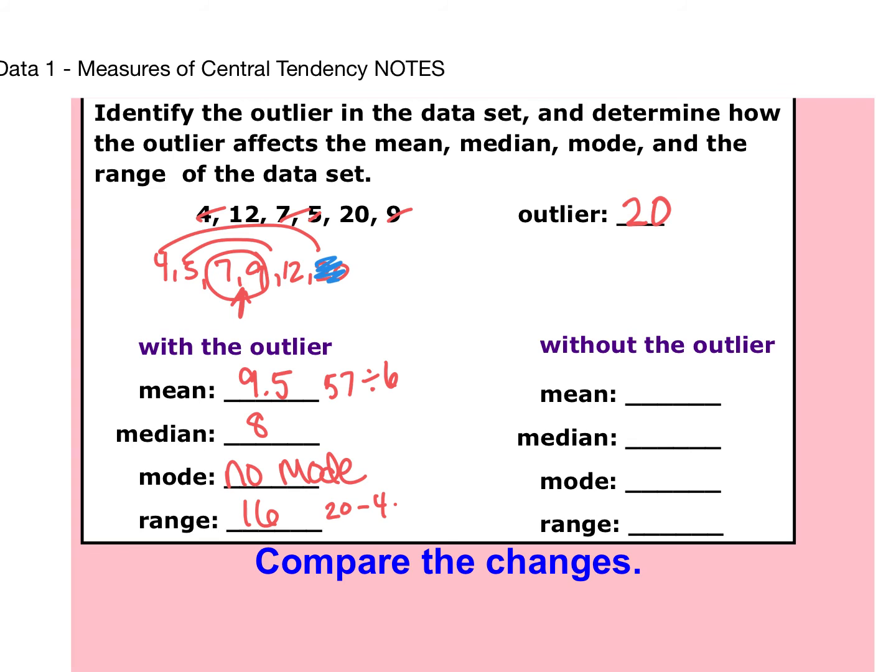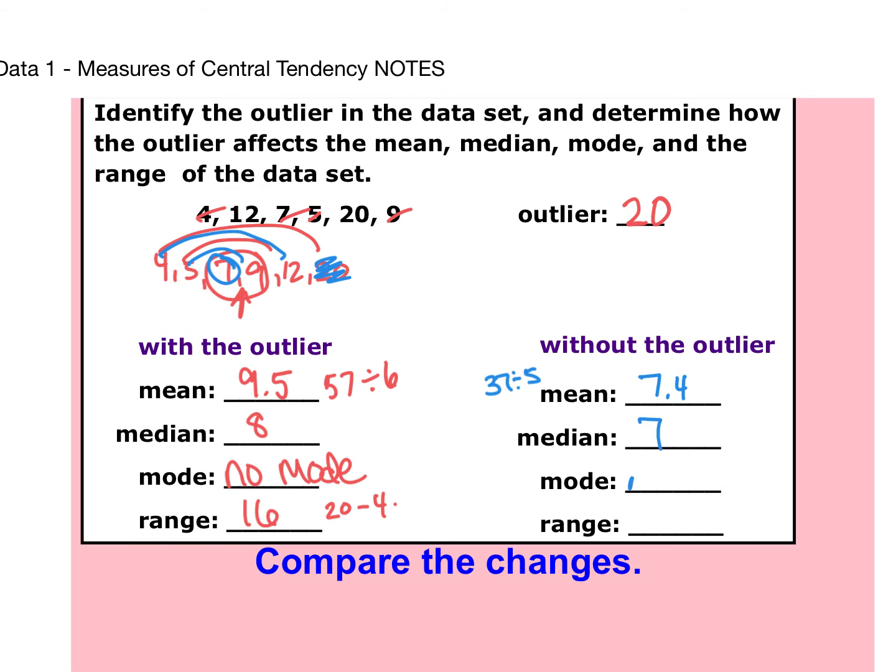So instead of 57, our total is going to come up to 37. Now we're going to divide by 5 instead of by 6. 37 divided by 5 would be 7.4. You should be doing this on a calculator with me, making sure you're getting the same answers. Our median, now when we match them up, 4 and 12, 5 and 9. So our median is 7. Well, it was previously 8, so it really didn't get thrown off too much.